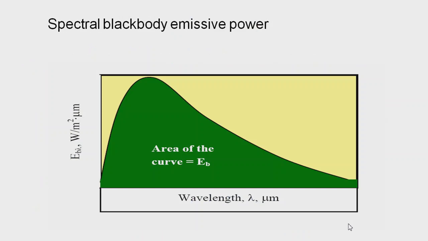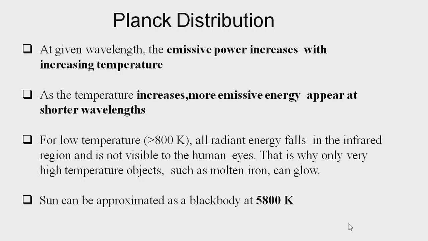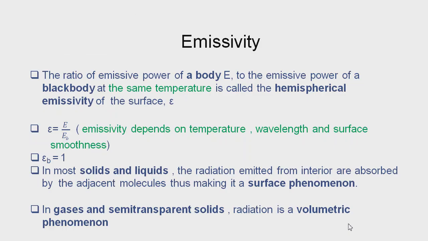We can draw the following conclusions from this figure. At a given wavelength, the emissive power increases with increasing temperature. As the temperature increases, more emissive energy appears at shorter wavelengths, meaning the graph is shifting towards the left. For low temperatures, all radiant energy falls in the infrared region and is not visible to human eyes. That is why only very high temperature objects such as molten iron can glow. We should know that the sun can be approximated as a black body at 5800 Kelvin.